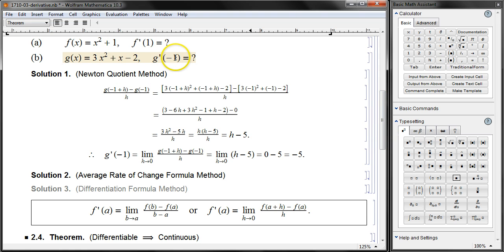Here the a value is -1, so the Newton quotient looks like this. g of -1 plus h minus g of -1, plugging in -1 plus h into x, we get that expression, and break up parentheses and simplify, factor h out and simplify. In the end, we get h minus 5, which goes to 0 minus 5.